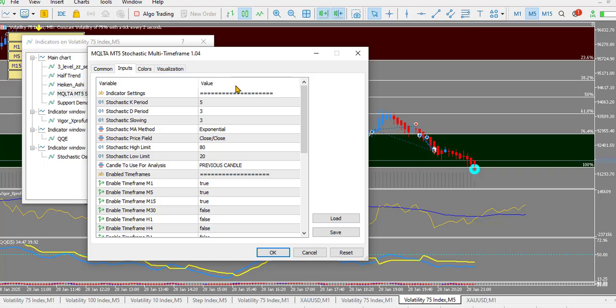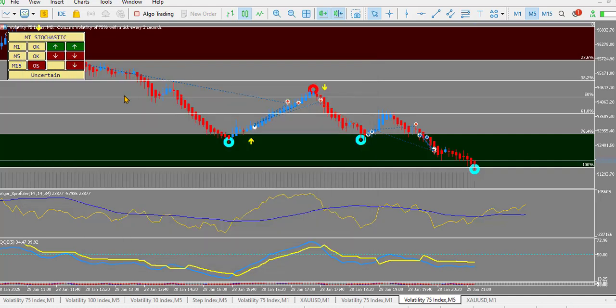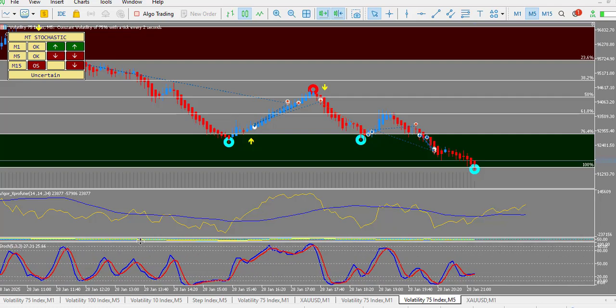This is a stochastic indicator for different time frames. Now this is the indicator here, the stochastic indicator for different time frames. You can change the time frame. If you want all the time frames to show, you can change it or allow it in the indicator. For instance, let me show you how it works. I did minimize the stochastic indicator.